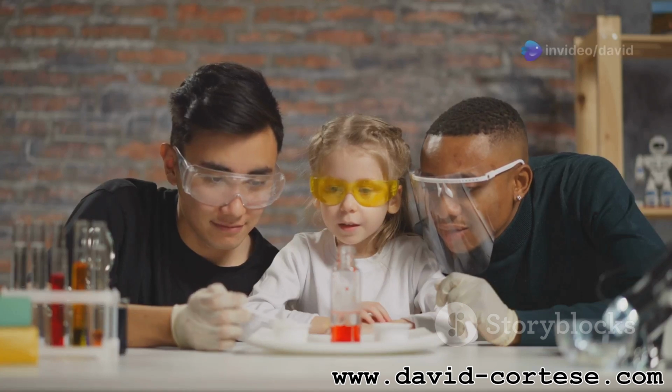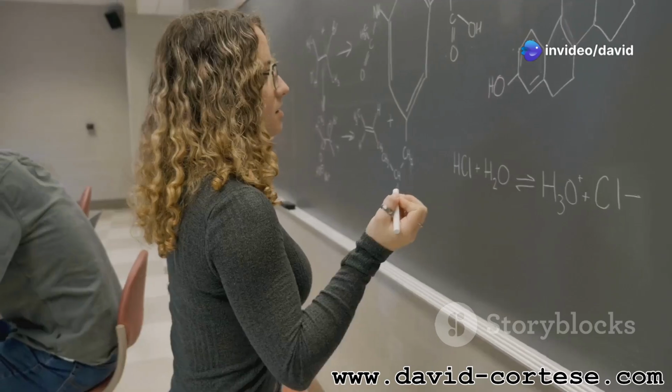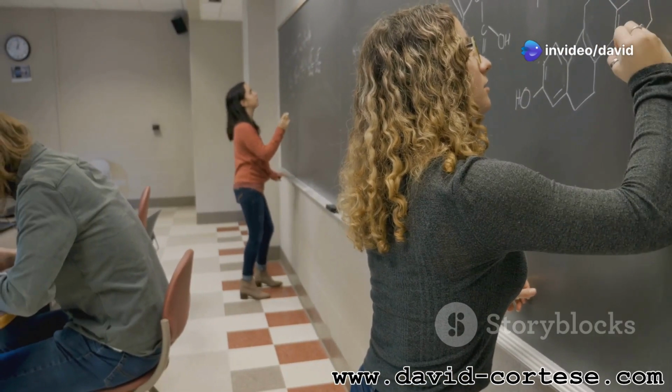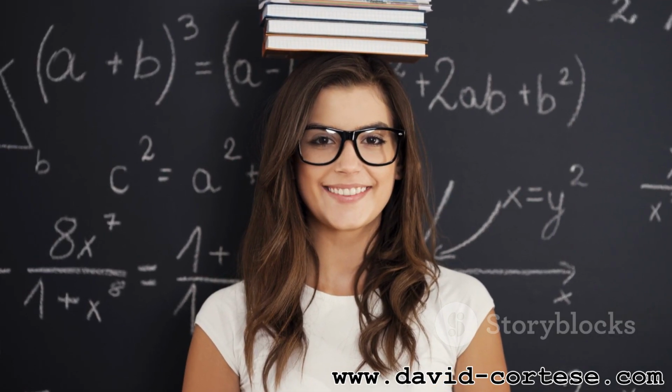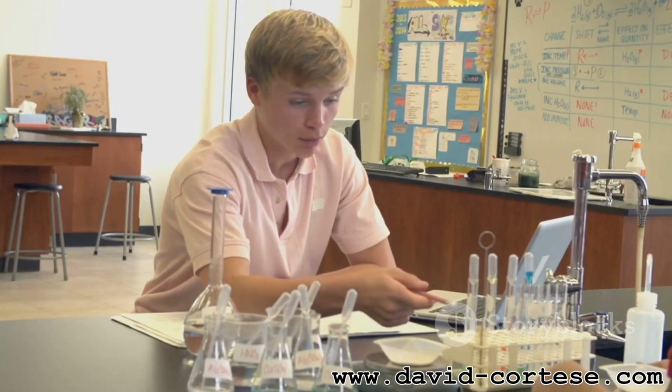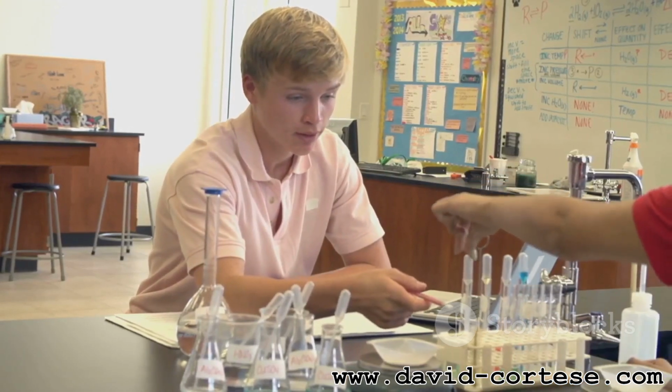Section 8. Keep practicing. You got this. Balancing chemical equations takes practice, but don't get discouraged. Just like riding a bike, it becomes easier with time and effort. Start with simple equations and gradually work your way up to more complex ones.